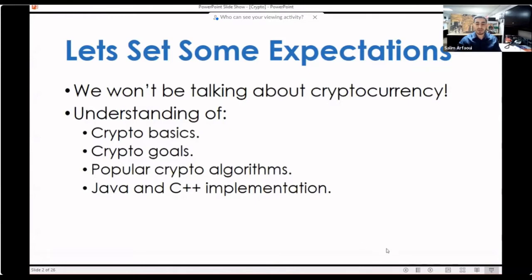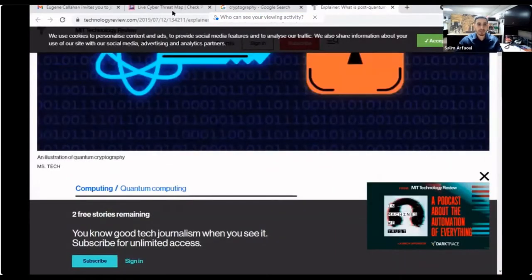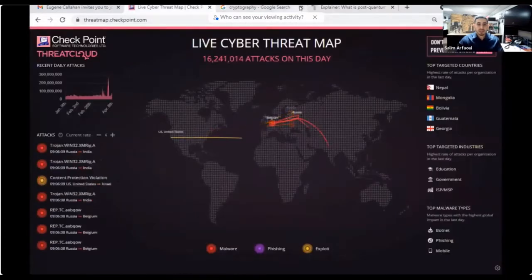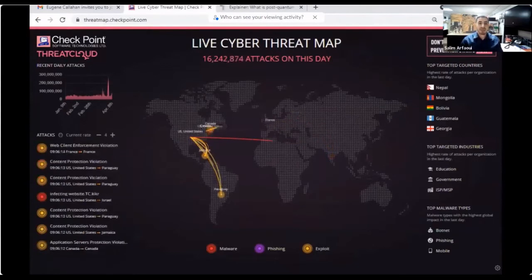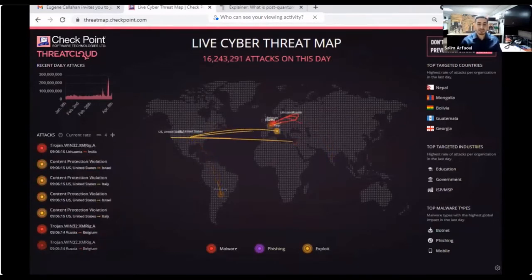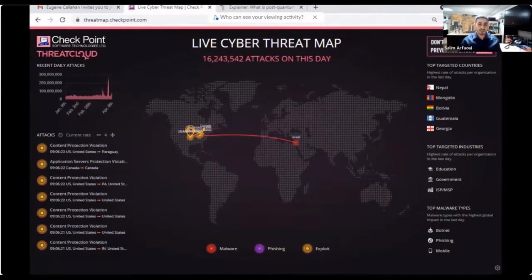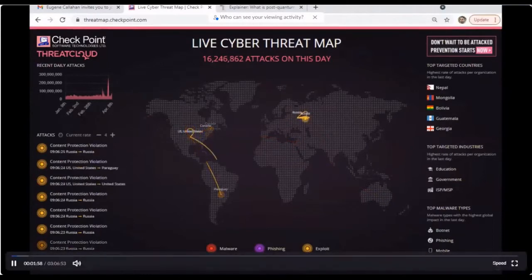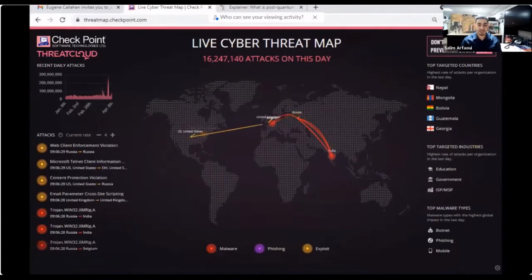Okay, so before I begin, I would like to take a look at this map. Let me pull that out. So the map is right here. This is the live cyber threat map. Right now you're taking a look at live attacks that are being conducted all over the world. Attacks could be malware attacks, phishing attacks, exploit attacks, or any other types of cyber attacks.